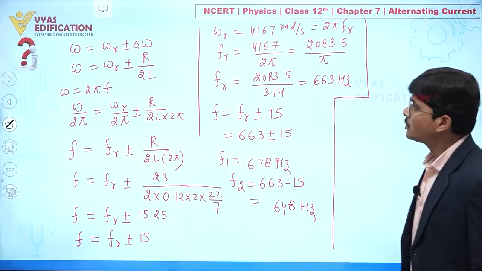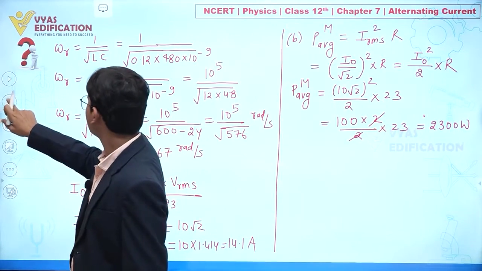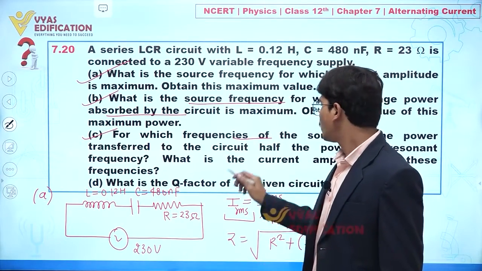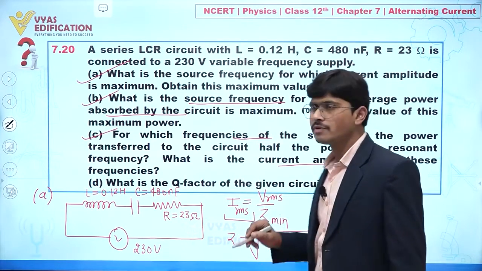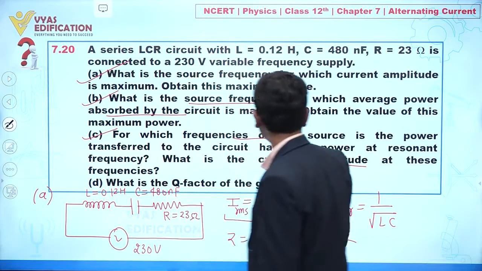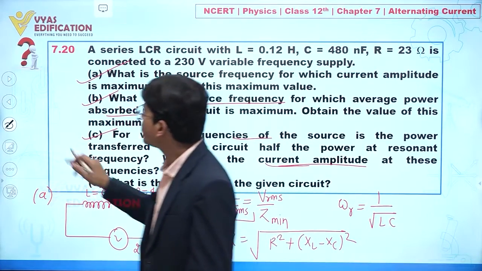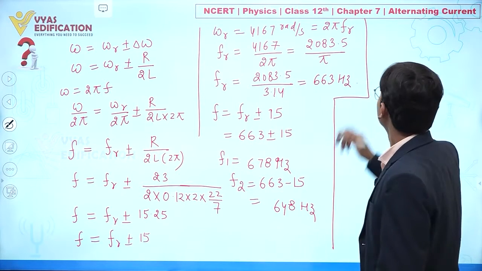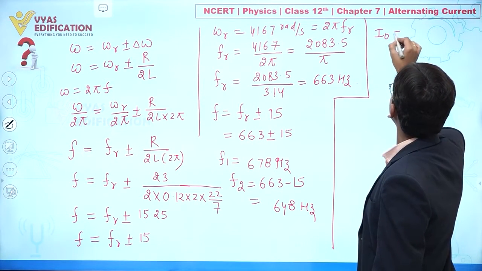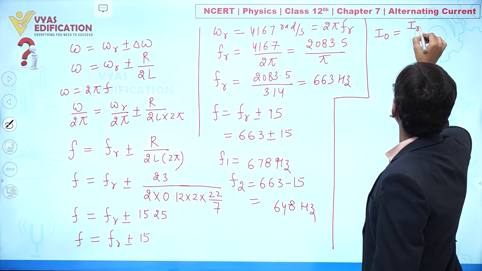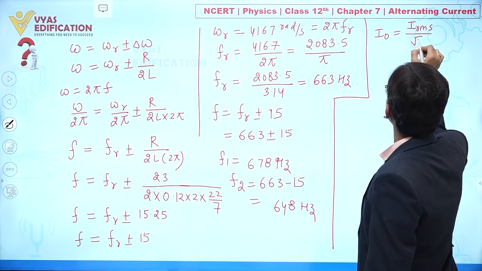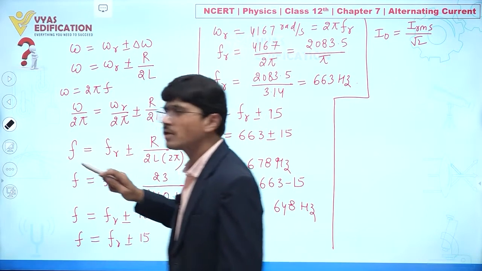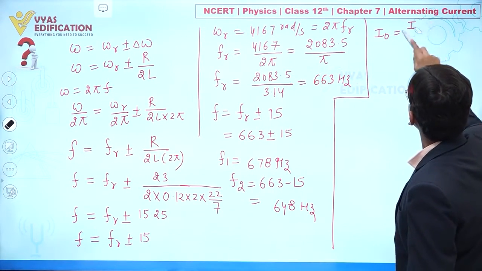Now in this question one more thing is asked. Frequency we have already found. What is the current amplitude at this frequency? We actually have to calculate the current amplitude. Current amplitude is given by I_RMS divided by 2. Actually you can find this current amplitude like this.